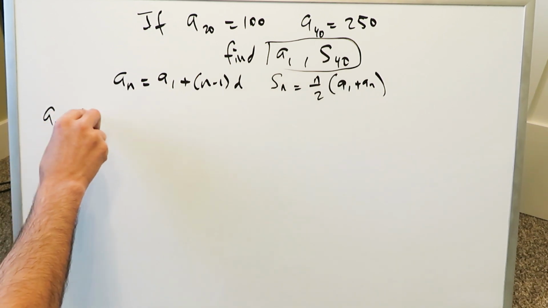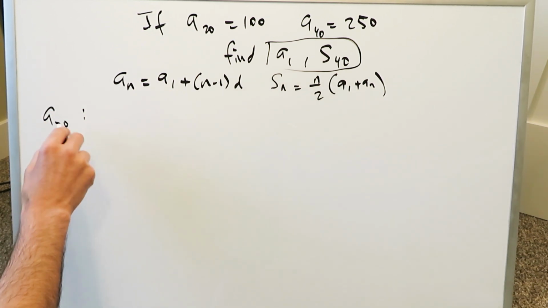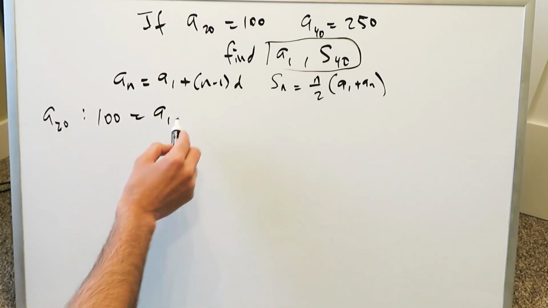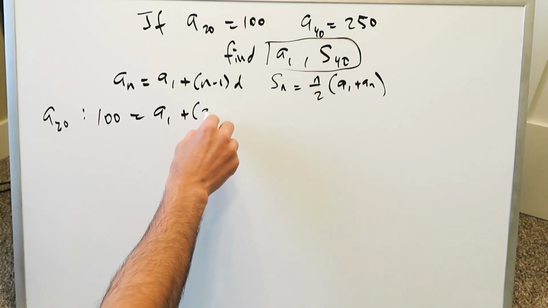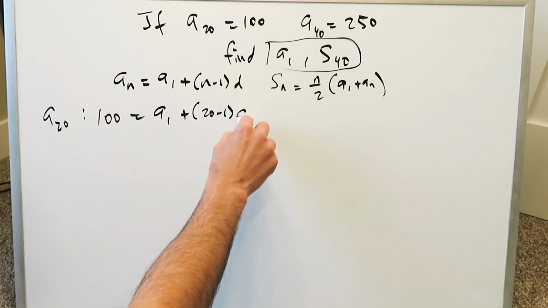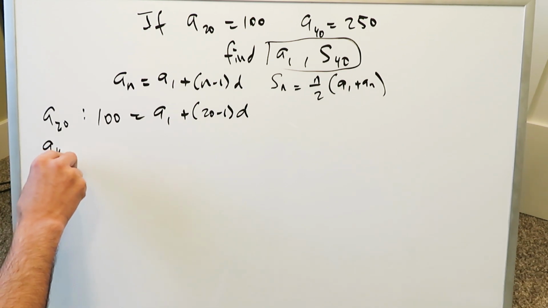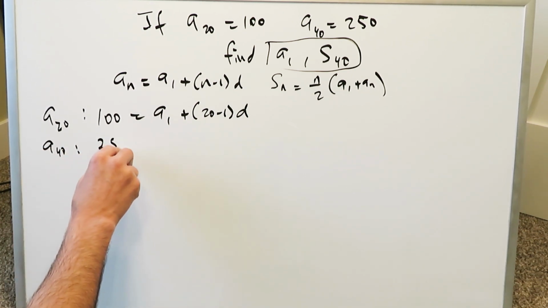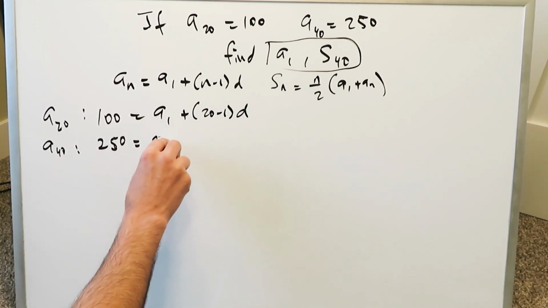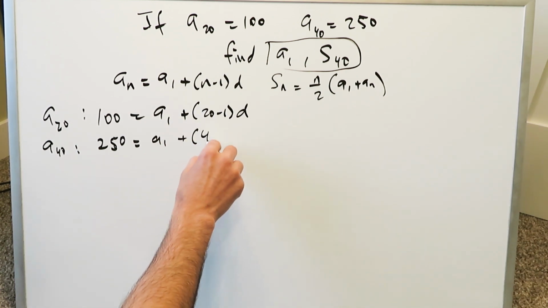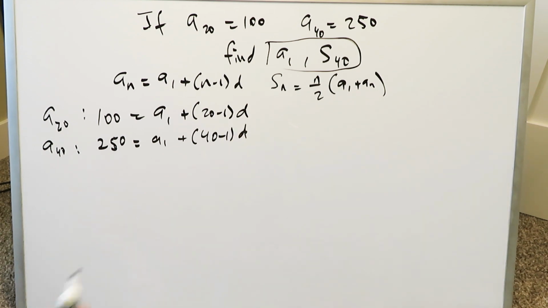So when you're looking at the 20th number of the sequence, we know its value is 100, but we don't know the value of the first number, and we don't know the common difference. When we look at the 40th number of the sequence, we know its value is 250, but again we don't know the first value of this sequence, and we don't know the common difference.